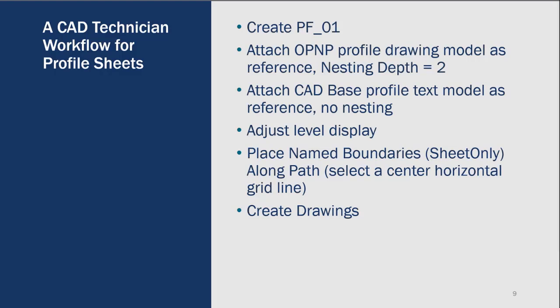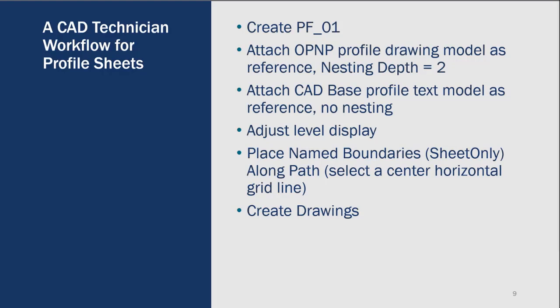You don't need as deep of a nesting depth when you're working with profiles. You only need 2. If you have profile text, you can attach that as a reference also. You'll adjust your levels and place, again, sheet only named boundaries is what I would do. And then I would choose a long path. This is a little bit different.